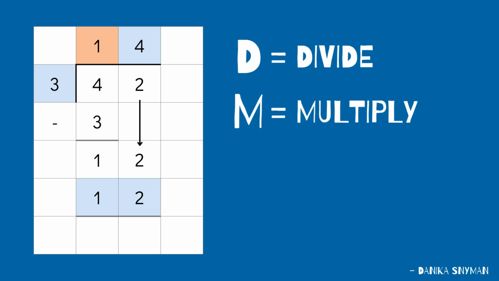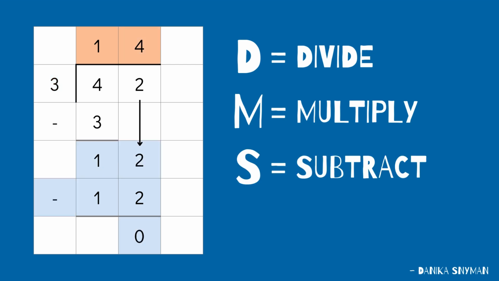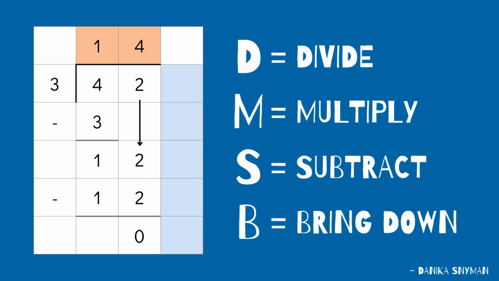Multiply. So now we're going to take it a step further and say 4 times 3. That's our second step, 4 times 3. If you know your tables by heart, you will know it is 12. So you write the 12 underneath. Subtract. So now we're going to minus: 12 minus 12 equals 0.